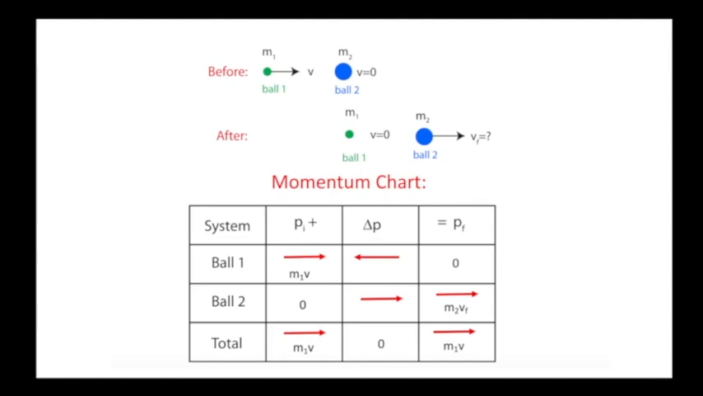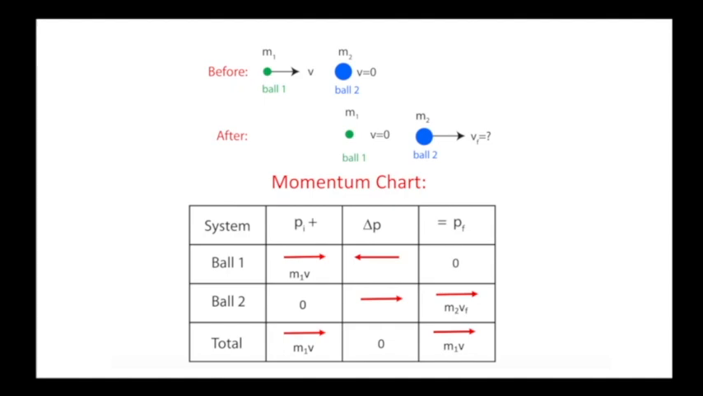When we go down a column, so this is the initial state, at this moment in time that's saying that the initial momentum of ball 1 plus the initial momentum of ball 2 gives us the total initial momentum. So reading down is just adding up all the momenta of each part of the system at any given point in time.